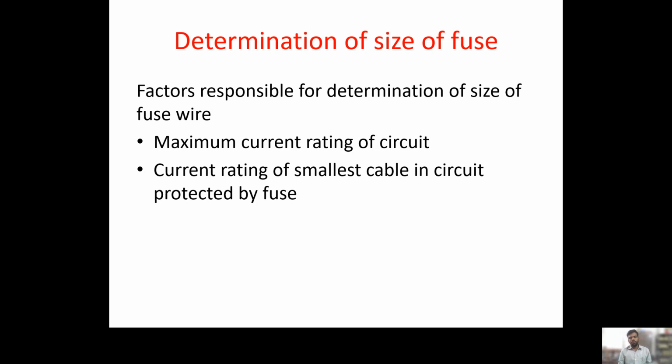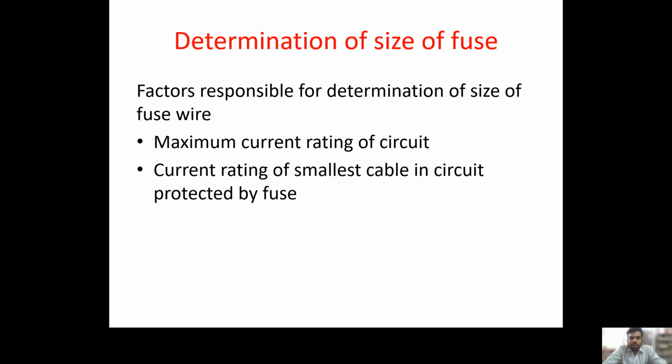So the next thing is how we determine the size of a fuse. The factors responsible for determining the size of the fuse are the maximum current rating of the circuit and the current rating of the smallest cable in the circuit protected by the fuse. What does maximum current rating of the circuit mean? A circuit may contain different points. Points means a lighting point, a fan point or sockets. These are different kinds of points.